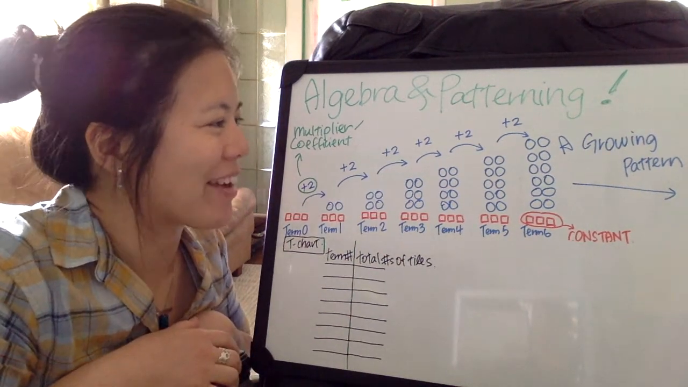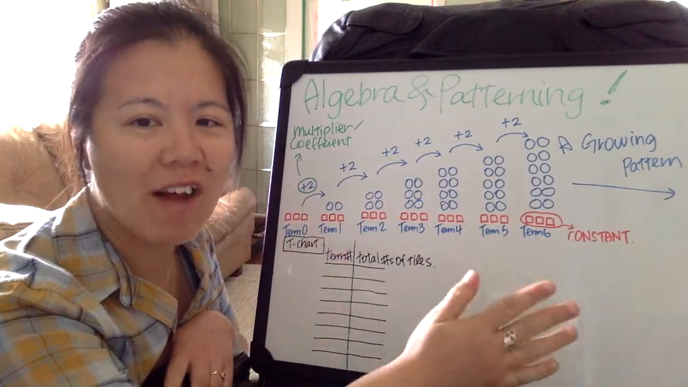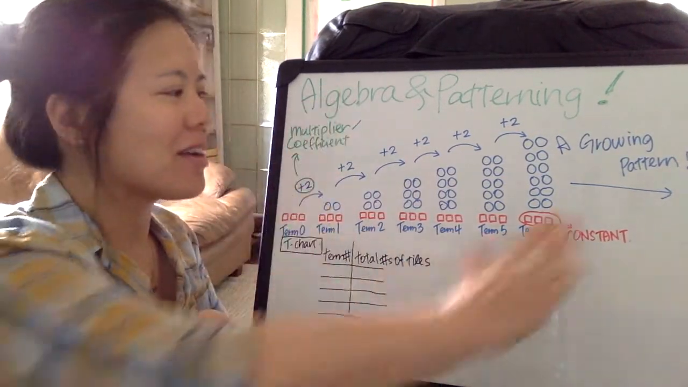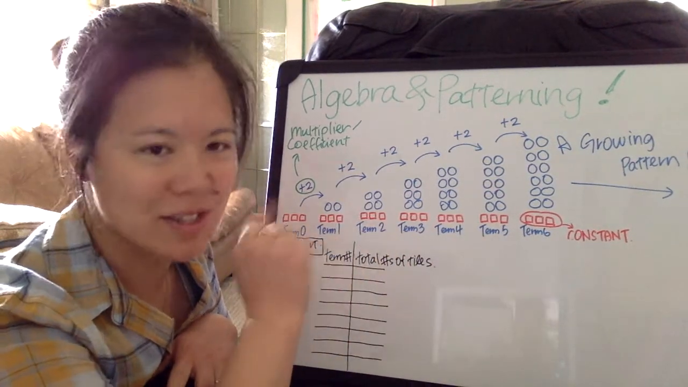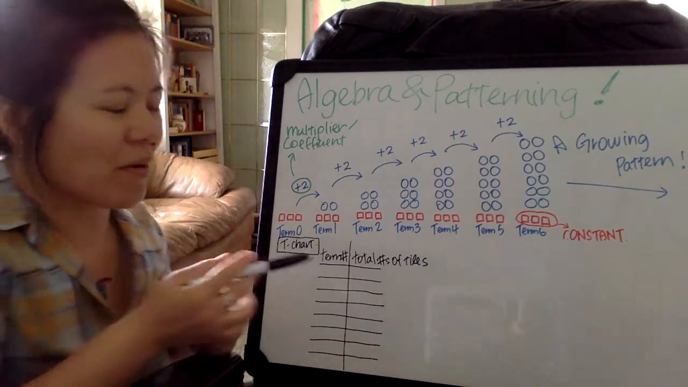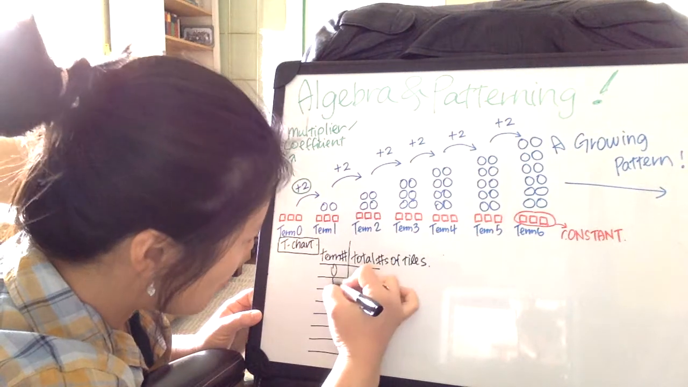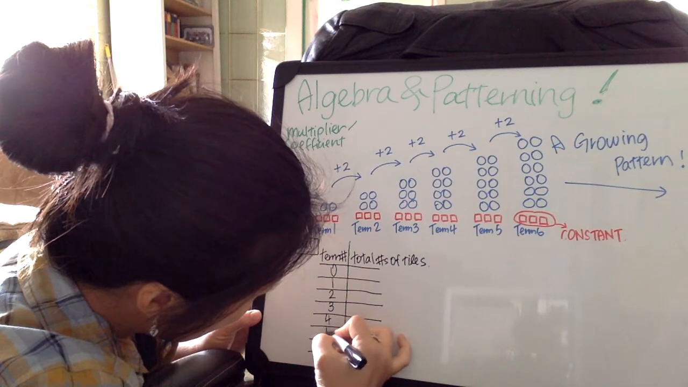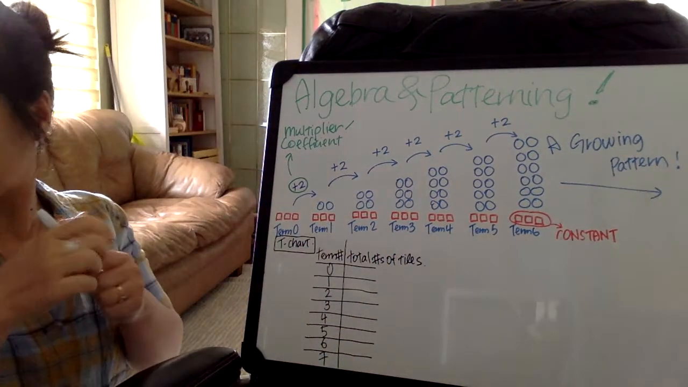So, algebra and patterning. We represented a growing pattern using differently colored tiles, well, drawing in this case, and we will now see how we can represent this growing pattern in a t-chart. It's a table of values. First, the term number, that's the easy bit, because the term number will be just 0, 1, 2, 3, 4, 5, 6, 7, and on and on.